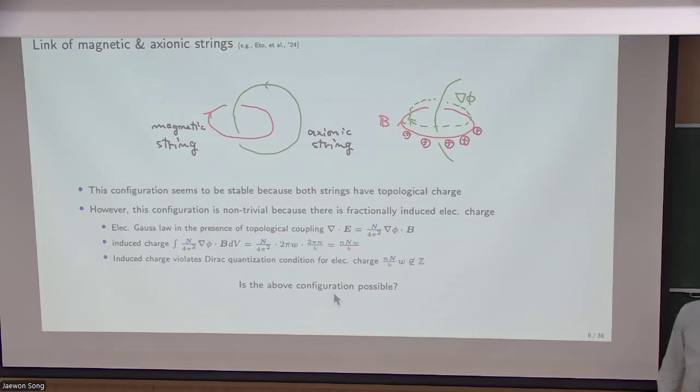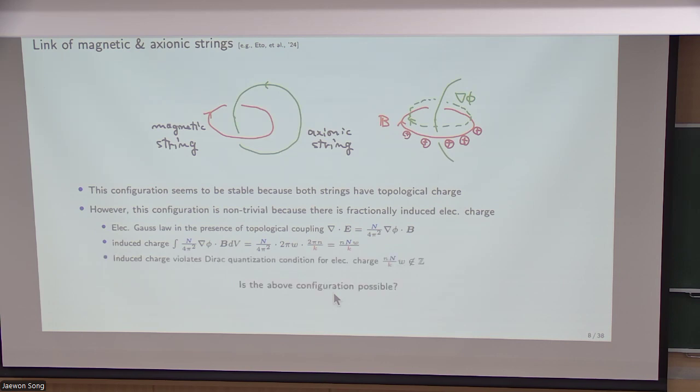Is it really a string, or is it the boundary of some surface here? Because how do you shift axion as you go around? By 2 pi over k? No, 2 pi. 2 pi integer. So that's what. Okay, thank you.